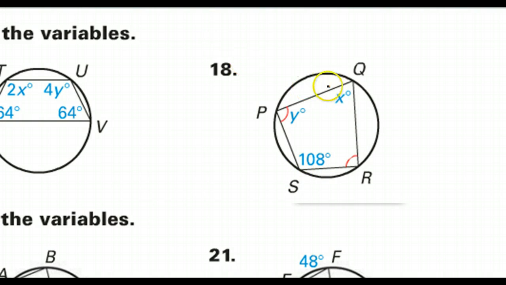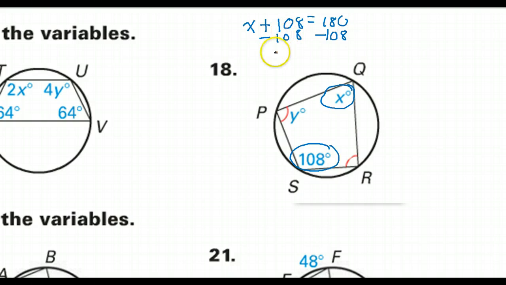Looking at the x's, these two are going to be supplementary. So I really could just subtract from 180 to find this. But I could go ahead and do the equation, like x plus 108 is equal to 180. It just takes one little extra step. Either way, we're going to wind up subtracting 108 from both sides. So that's just going to give me that x is going to equal 72.